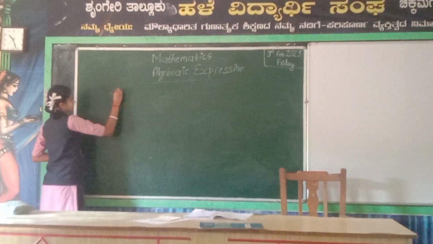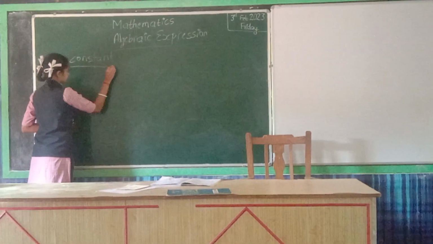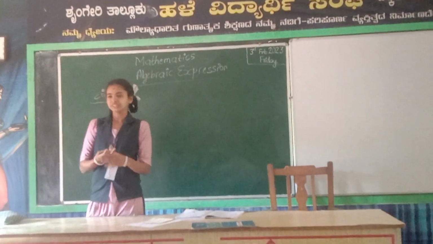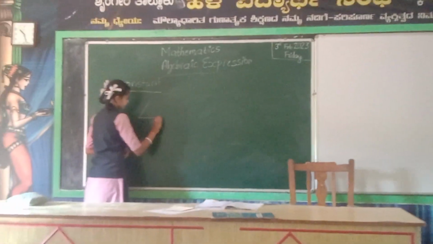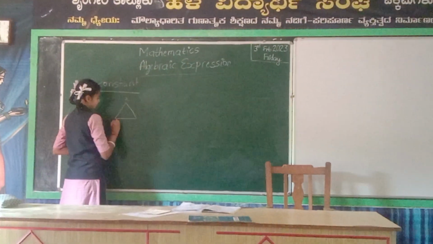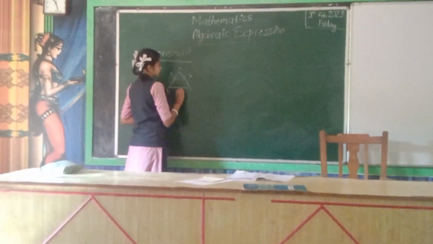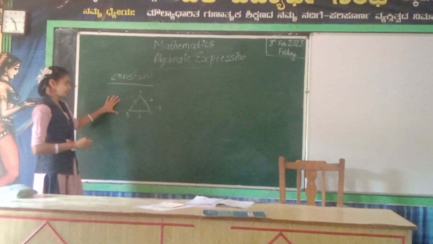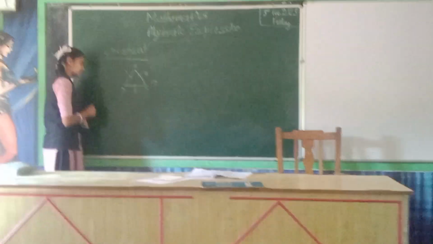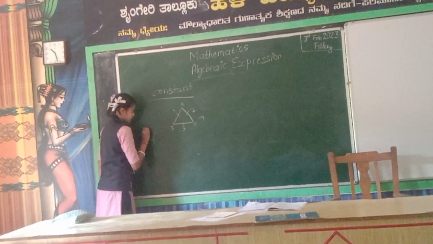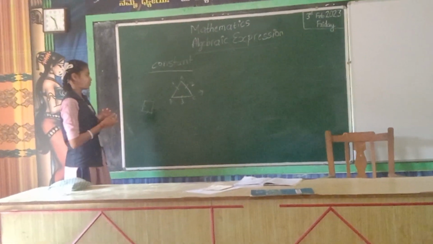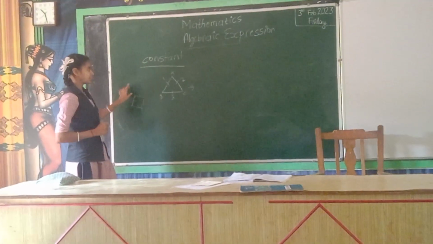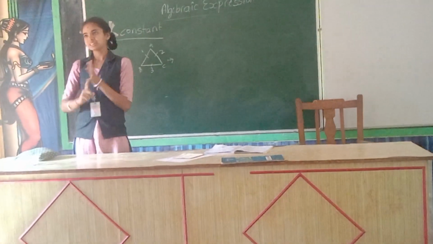Now we are discussing constants. Can you find the number of vertices of a triangle being more than 3? A triangle has three sides, so we can't find the number of vertices more than three. It is definite. The number of sides in a quadrilateral is four. We can't find a quadrilateral with less than four sides. If it is less than four, then it becomes a triangle. So these are constants.